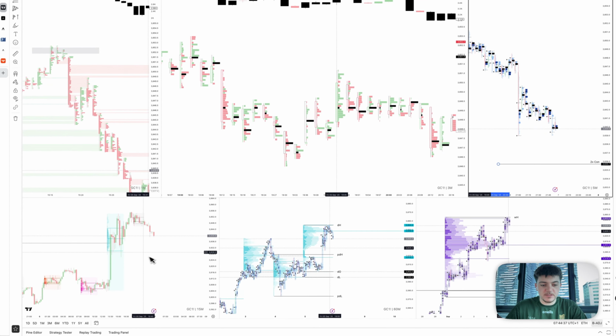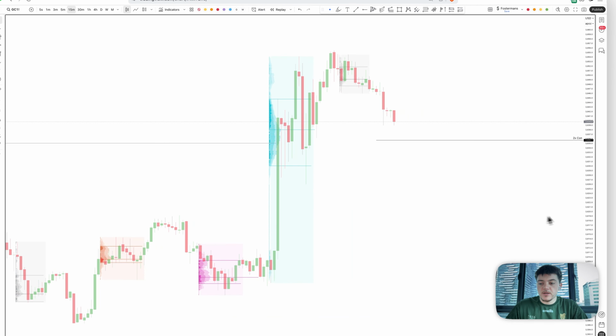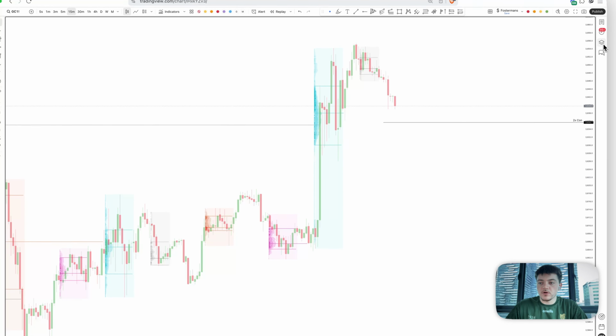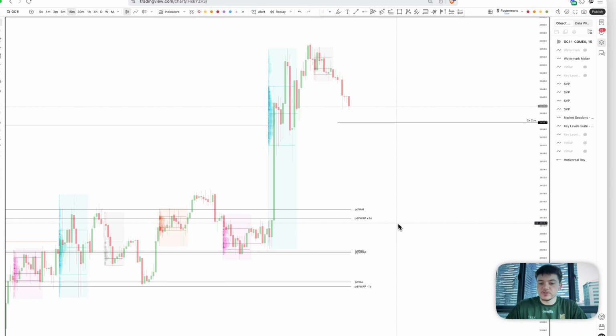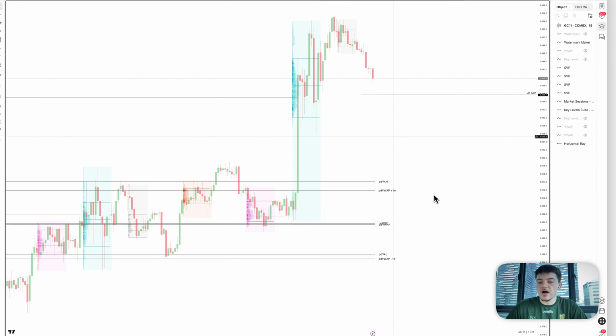So if I copy this and put it over here, open this up, what I will do is look for these levels. If I turn on key levels, you can see all these key levels pop up, and this is where I'll start looking for those confluence zones.